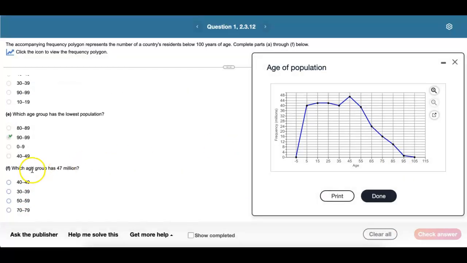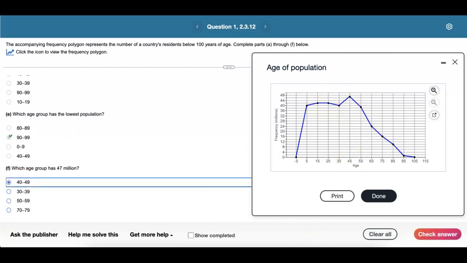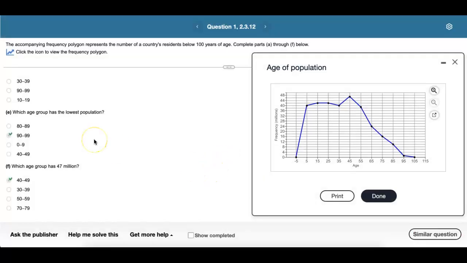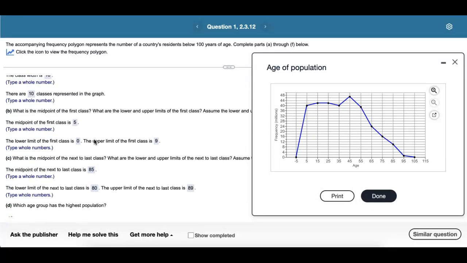And then the last one, I think this is the last question, which age group has 47 million? So I'm going to look at the frequency in millions and go for 47. That's pretty close to 48 here, and look across. And notice that happens to be the exact same age group that we were pointing out earlier. So that's 40 to 49. And that was all the questions within this particular problem.